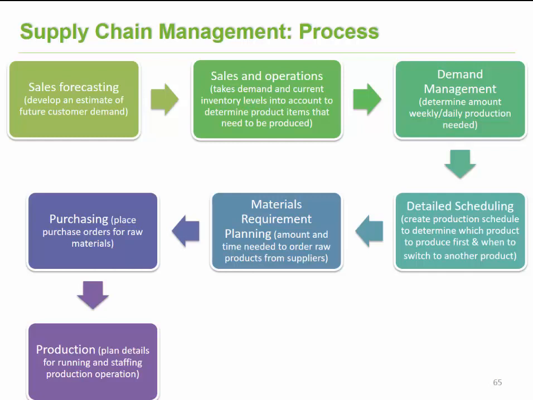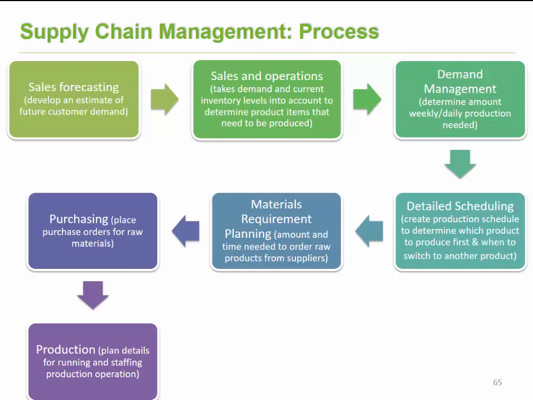That then goes into demand management, where you need to determine your weekly or daily production. That in turn goes into detailed scheduling, where you might need to look at the order in which you're going to produce products. So which products do you need to produce first? Let's say, for example, one product might be linked to other products. So you need to have a specific plan in place to develop products, and you need to know also when to switch to other products.